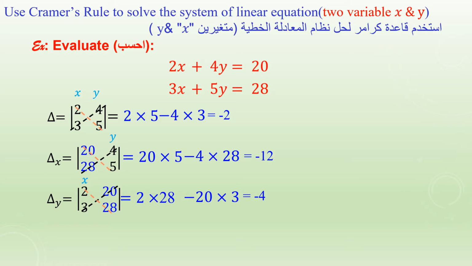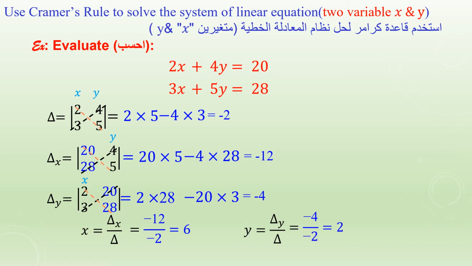The fourth step is x equals delta x over delta. Delta x is negative 12 over delta, which is negative 2, equals 6. The last step is y equals delta y over delta. Delta y is negative 4 over delta, negative 2. Negative 4 over negative 2 equals 2.